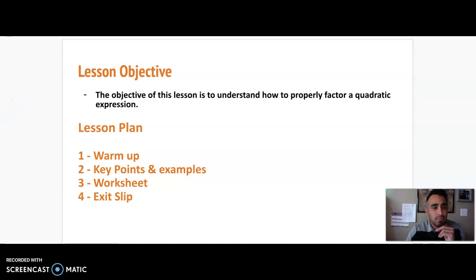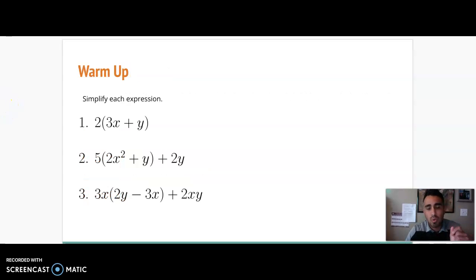So moving forward, we're going to begin with our warm-up. Feel free to pause the video right here and solve these problems quickly, and then we'll go on from there. Assuming that you pause the video and you have your solutions, we're going to go over these problems. So beginning with number 1, we have 2 times (3x plus y). So we will simply distribute the 2 as we have learned.